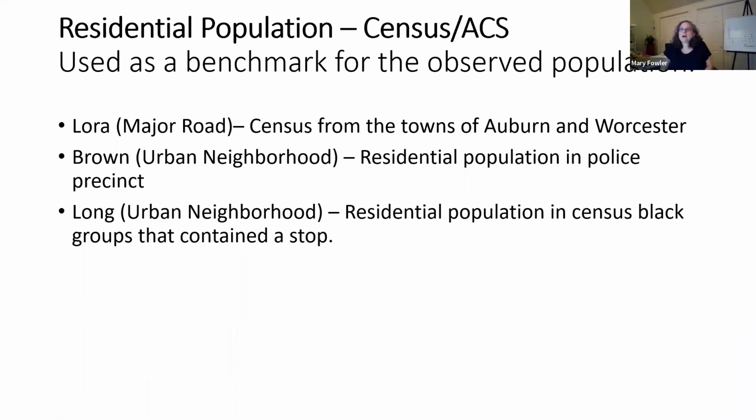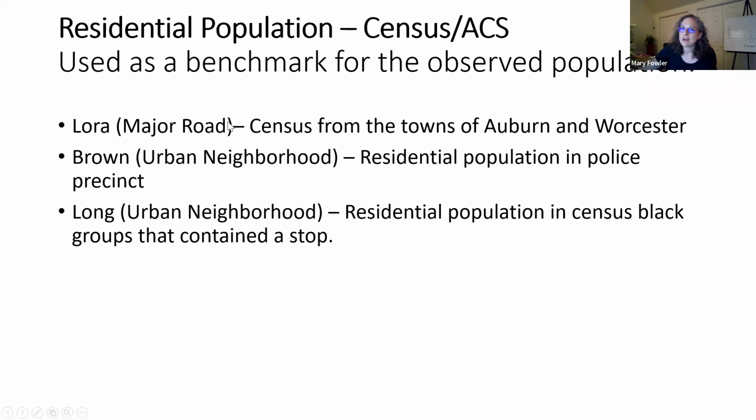So another way to measure or estimate the racial distribution of the observed population could be by using residential population. This has been both successful and unsuccessful depending on the road type. The residential population is measured by the census or the American Community Survey and can be used in certain cases as a benchmark for the observed population.